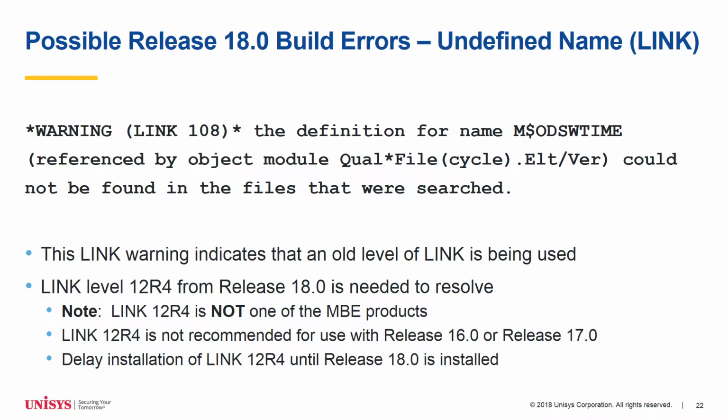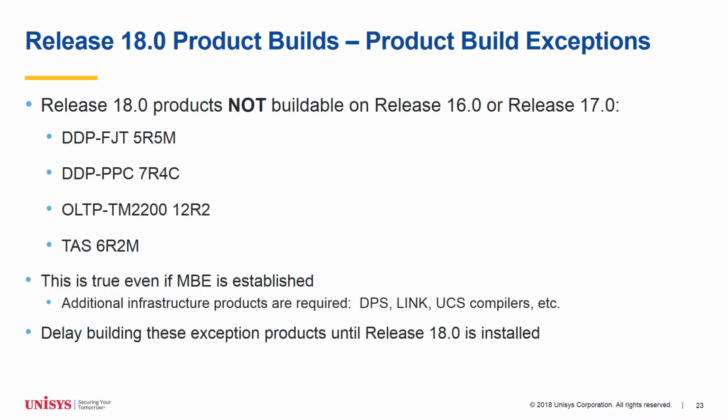Because there are so many different interdependencies between products in Release 18, it's neither practical nor possible to install all of them into your Release 16 or Release 17 environment before moving up to Release 18. Installing the MBE products allows you to successfully build most of the Release 18 products, but there are a few products delivered with Release 18 that cannot be easily built ahead of time. The products listed on this slide are exception products we've identified as not buildable in a Release 16 or Release 17 environment, even when the MBE products are present.